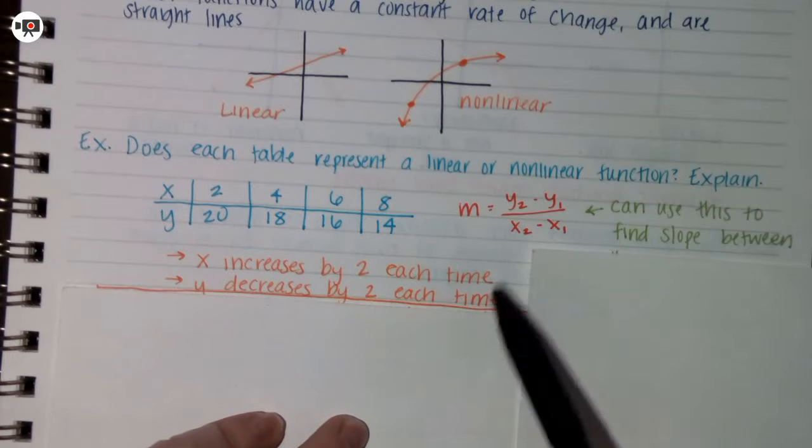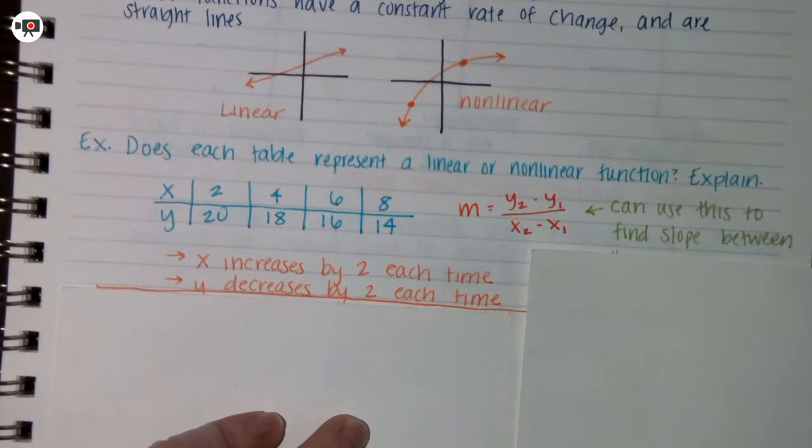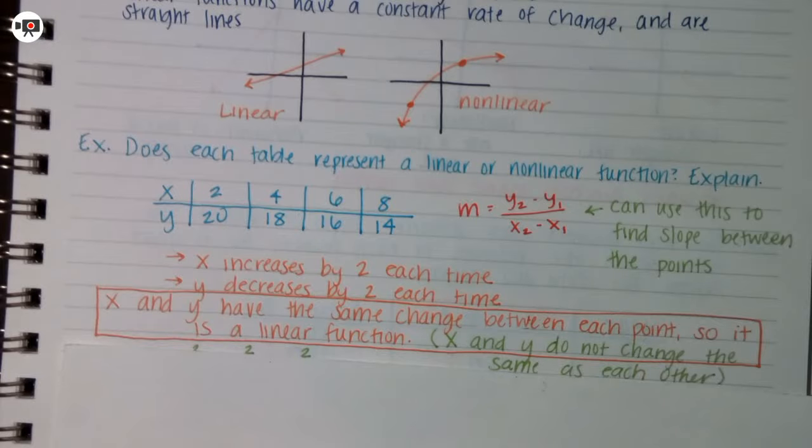So it has a constant rate of change because they increase by the same amount or decrease by the same amount each time. So we could say x and y have the same change between each point, so it is a linear function. This does not mean that x and y change the same as each other, but throughout the function, x is changed by the same amount and y is changed by the same amount.